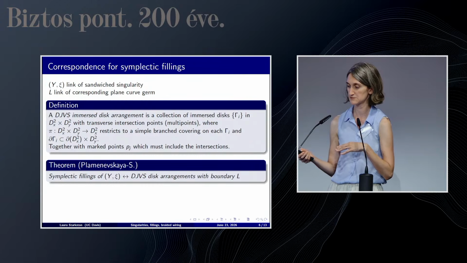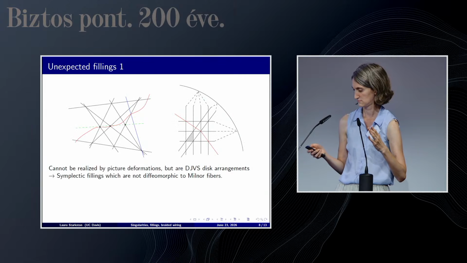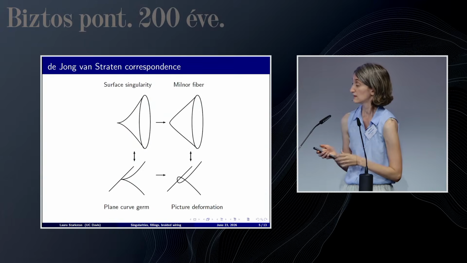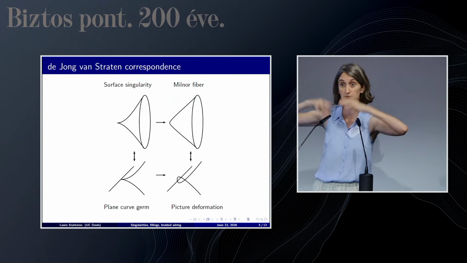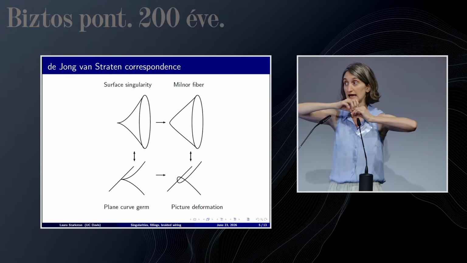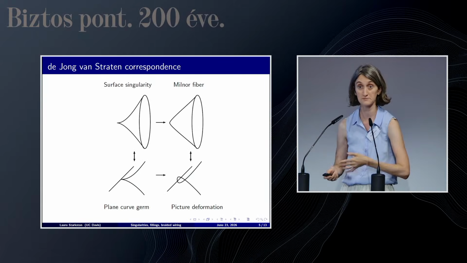So the main difference between the symplectic setting and the algebraic setting is that for de Jong-Van Straten, these picture deformations have to be actual deformations. So I start with my plane curve germ, and I have to have a kind of family which deforms it into this new arrangement. Whereas with the DJVS immersed disk arrangements, anything that has the same boundary, it doesn't matter if it came from a deformation, will work to construct a symplectic filling.